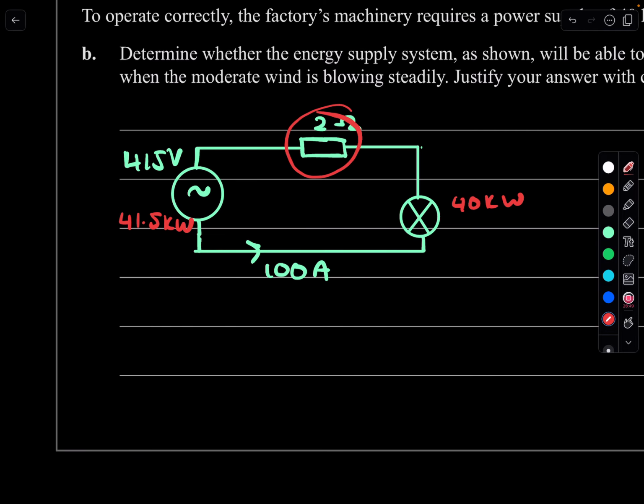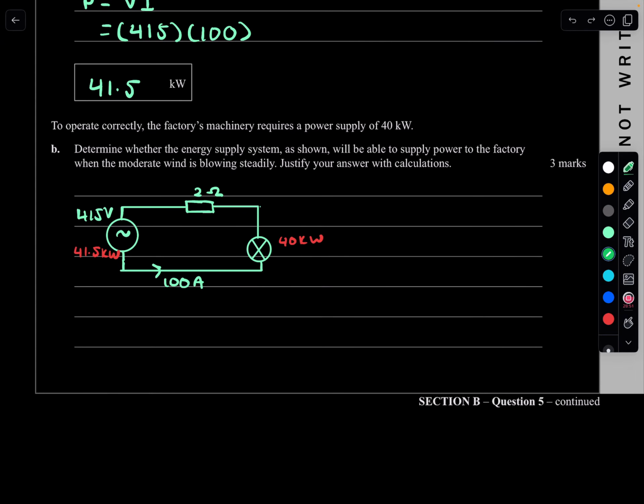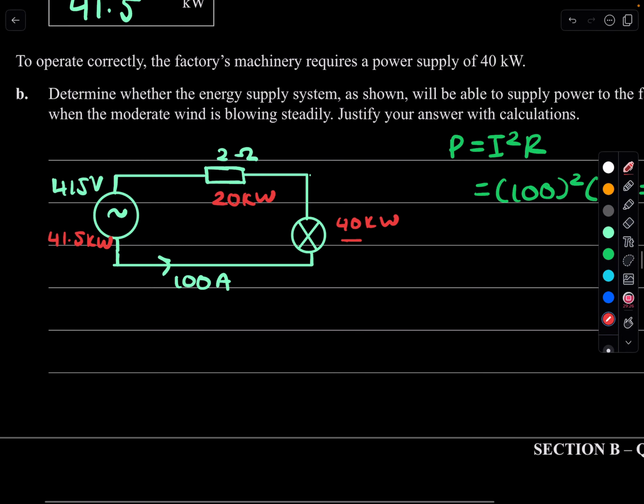How much power are we losing to the transmission line? We know we have the current and the resistance. Power loss is equal to I squared times R, so that's 100 squared times 2. This gives you watts, so divide by 1,000 to get kilowatts. That gives us 20 kilowatts. So we have 20 kilowatts of power lost to the transmission lines. Overall, are we providing that 40 kilowatts of energy?